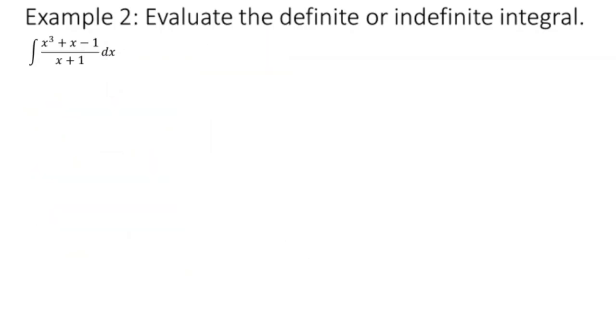Next, we're going to find the indefinite integral of x cubed plus x minus 1 all over x plus 1. This problem has a few different methods that we could use to try to integrate this. If we try to make our denominator u, like we have in previous problems, we would have u equals x plus 1, which means du would equal 1 dx or just dx.